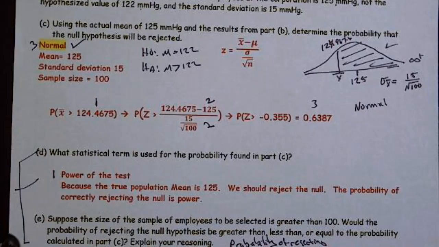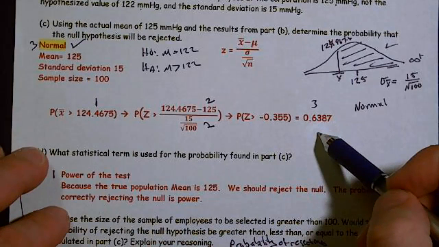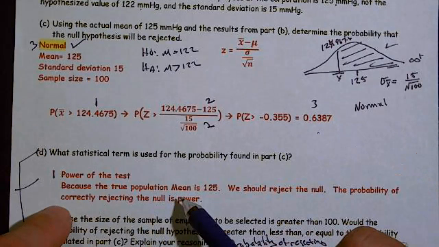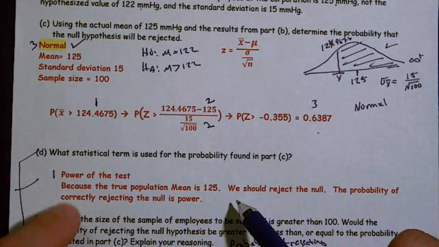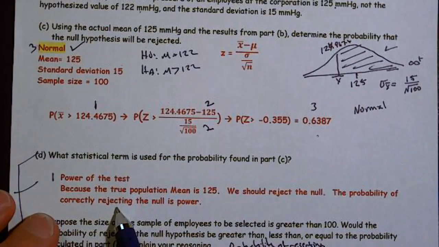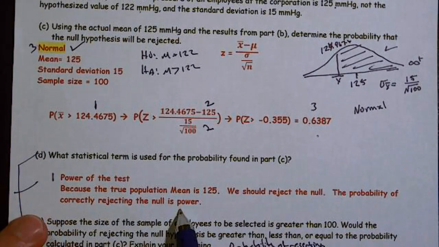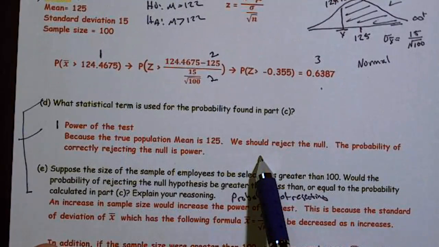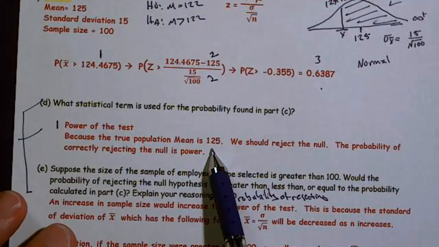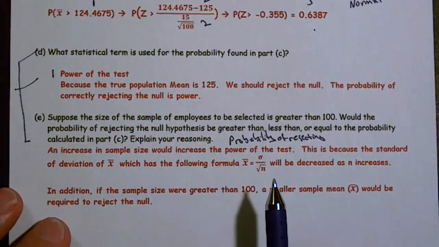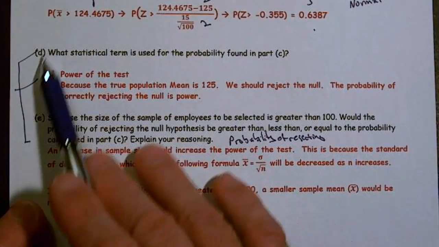What statistical term is used for the probability found in part C? Well, what we did was rejecting, and we're rejecting a false null. Well, power of the test, because the true population mean is 125, we should reject the null. The probability of correctly rejecting the null is power. Now they actually just took power of the test, but I feel like you should show some definition. But they actually accepted power, but that was part of D and E.